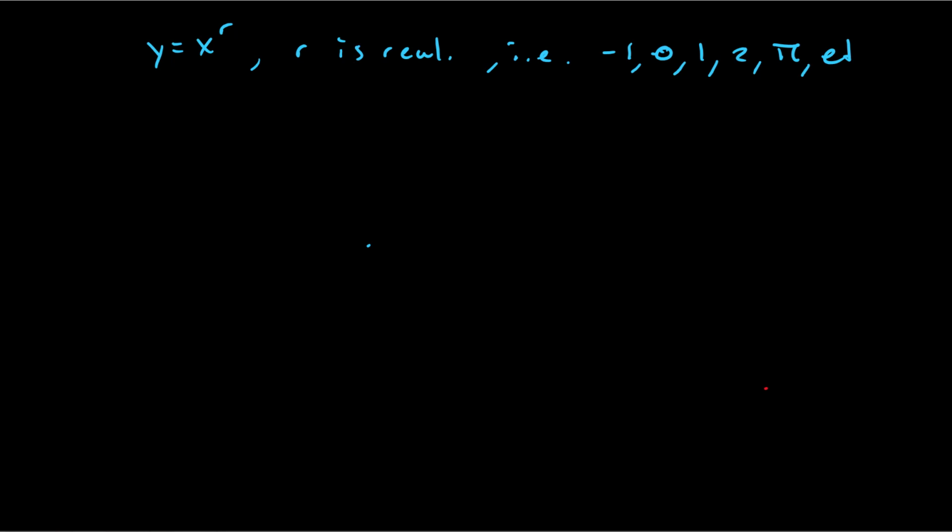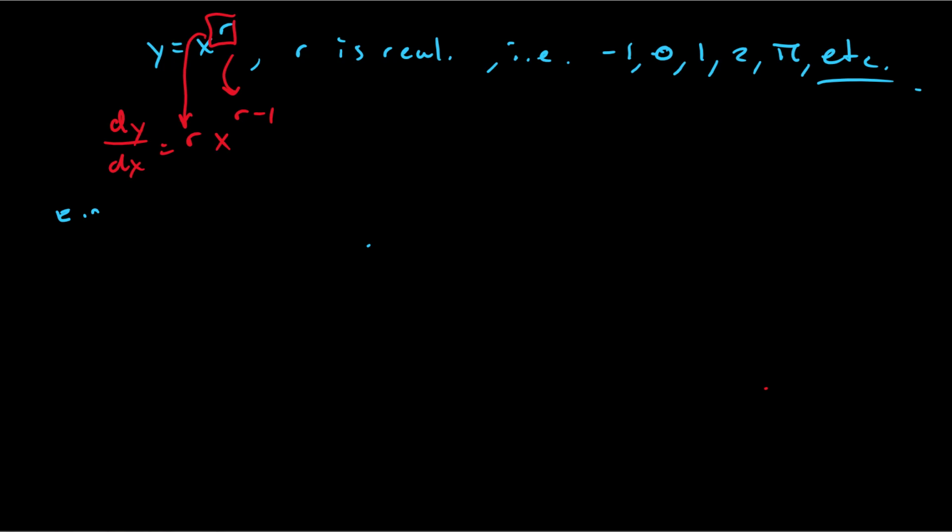Let's begin. Suppose I have a function y equals x to the power of r, where r is real, that is, such as -1, 0, 1, 2, pi, etc. The power rule tells us that the derivative of y, dy by dx, is going to be r multiplied by x to the power of r minus 1. That is, we bring down the power and then we subtract the power by 1.